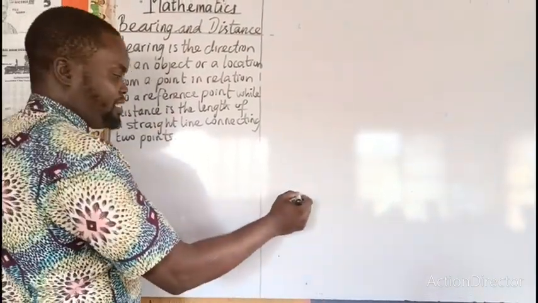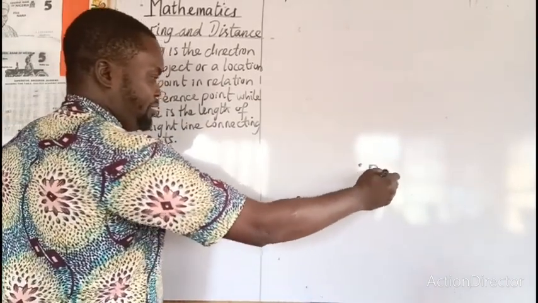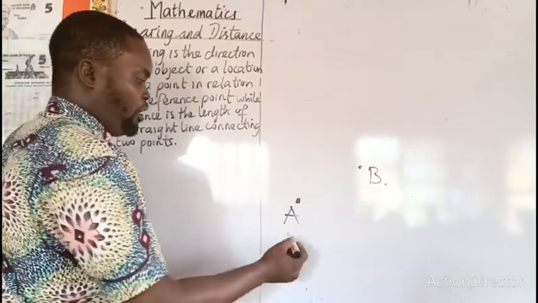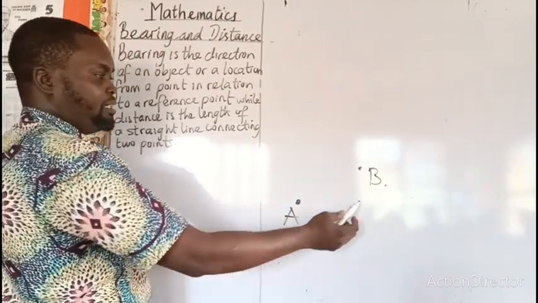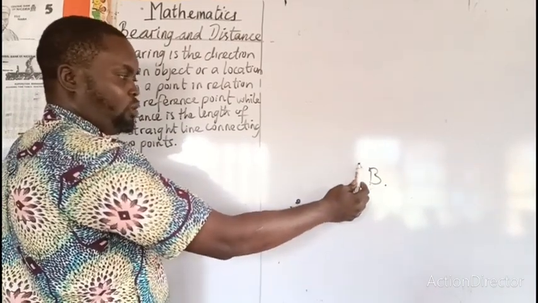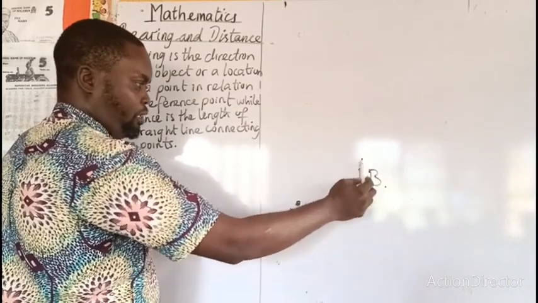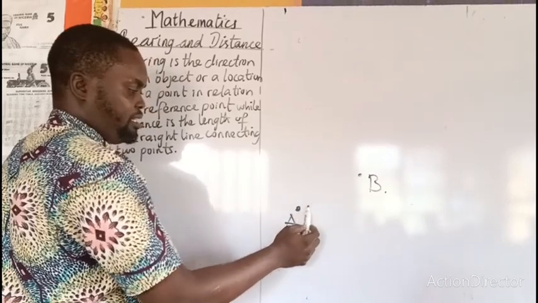So we can have Mr. A here, and we can have Mr. B. If I ask you, for example, what is the bearing of Mr. A from Mr. B, what does that mean? That means that from Mr. B, you are looking at the direction. What direction? Whether forward, up, down, left, right, of B is A.